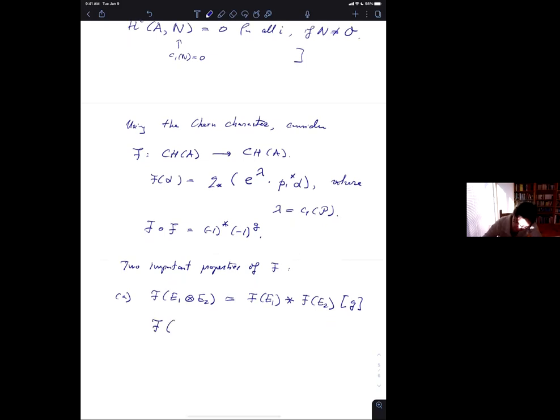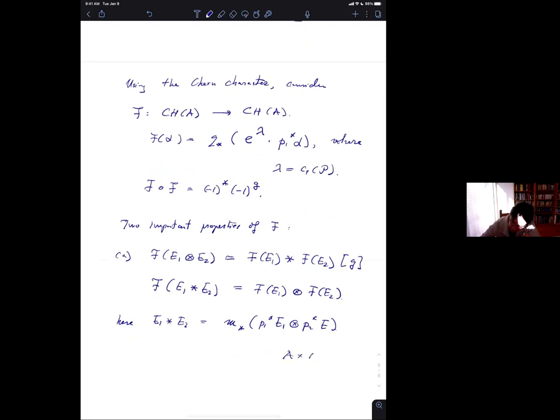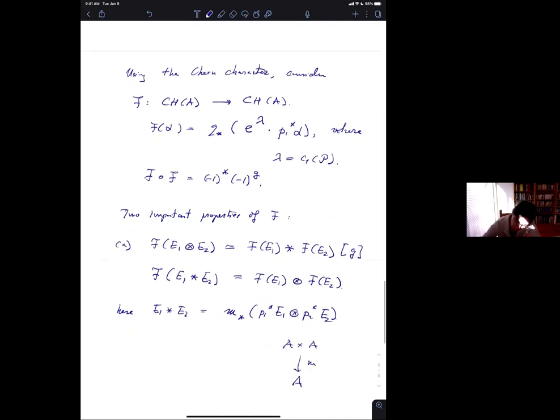And conversely, if you take the Pontryagin product and you apply the functor F, this is the product of their individual images. Okay, so here, the Pontryagin product is defined as the push forward under the addition map of the tensor product of the two objects on the two factors, yeah? So here you see you have A cross A, you have E1 on the first, E2 on the second, and this is M, okay? So this is called the Pontryagin product.